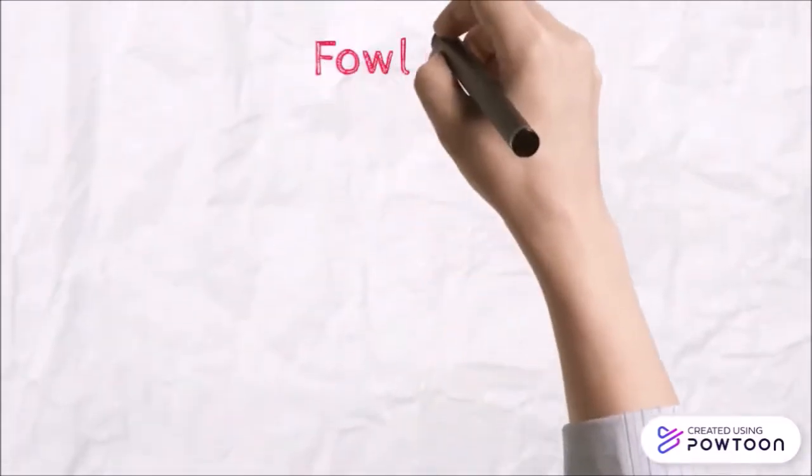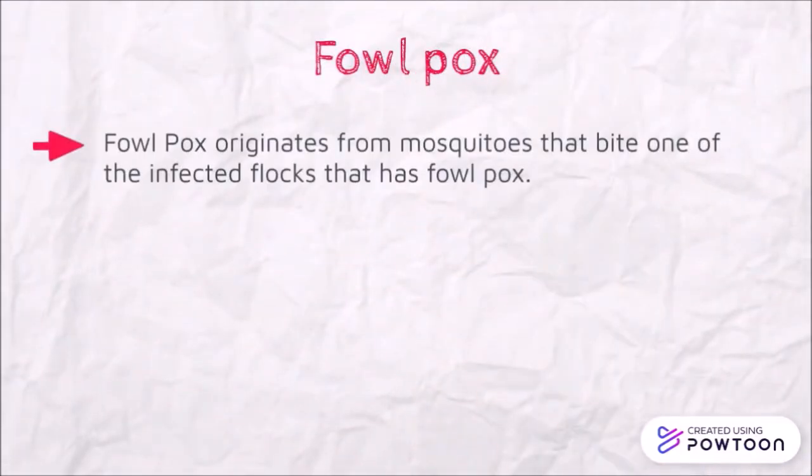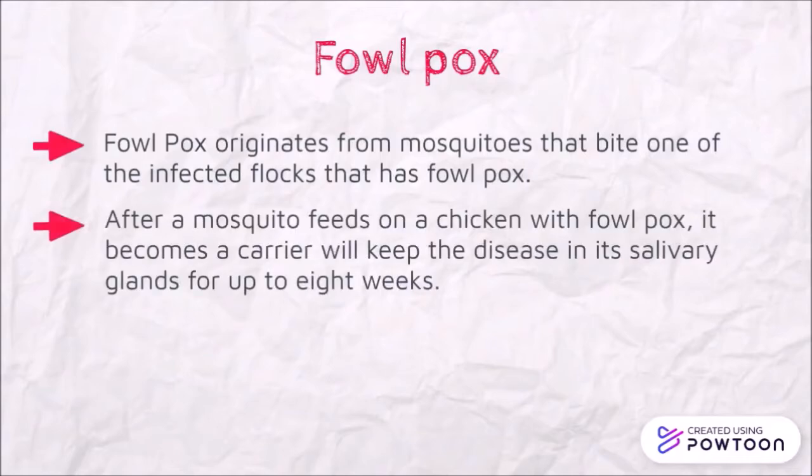For fowlpox, it originates from mosquitoes that bite one of the infected flocks that already has fowlpox. After a mosquito feeds on a chicken with fowlpox, it becomes a carrier and the disease will live in its salivary glands for up to 8 weeks.